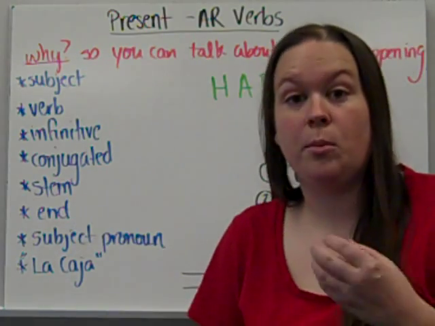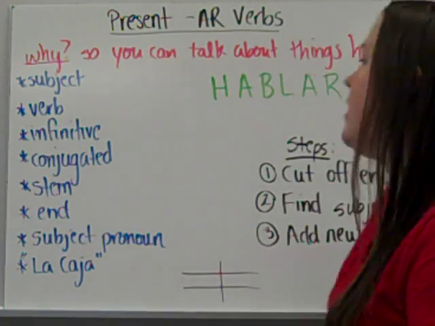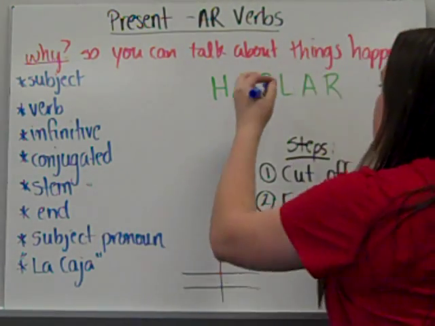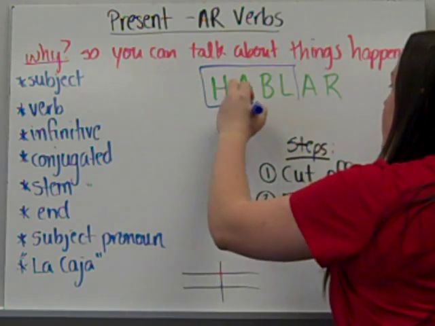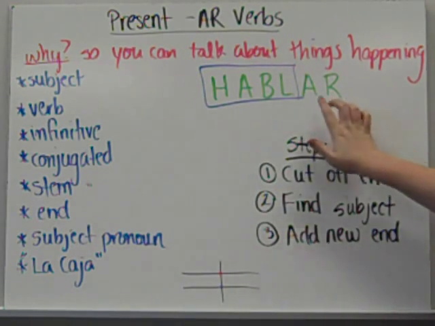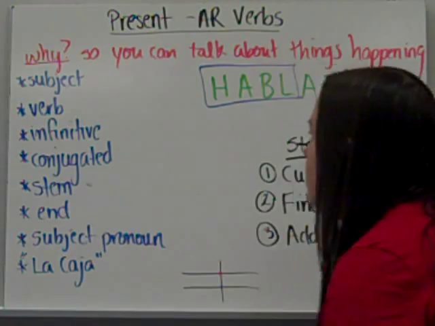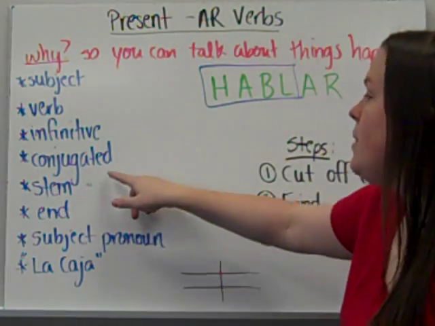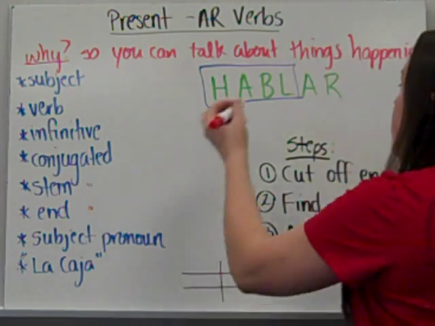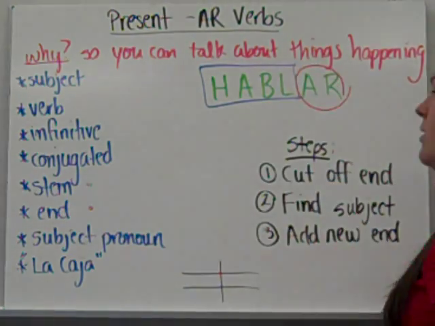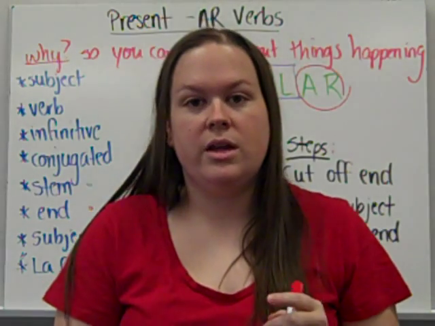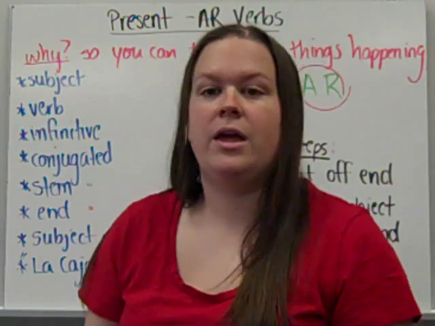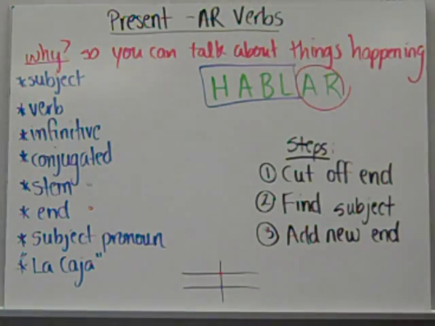Stem and end, these are parts of verbs. I'm going to draw this to help you. The stem is everything in the verb that is not the last two letters. So all of that part up to the last two letters in infinitive. And then the end is the last two letters. Remember that in Spanish, verbs end AR, ER, or IR, and that's your end in infinitive.